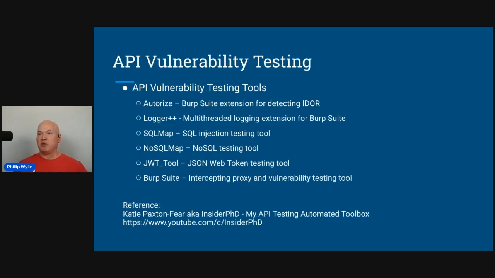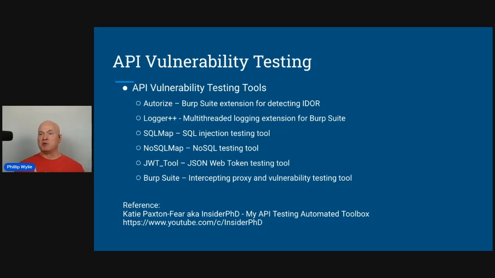And so, API vulnerability testing. API vulnerability testing tools: Autorize is a Burp Suite extension for detecting IDOR, Logger++ is a multi-threaded logging extension for Burp Suite, and SQLmap for SQL injection testing. You can actually do SQL injection through APIs. If you check out Juice Shop, which is a vulnerable web app that you can set up for learning pen testing, they also have a lot of APIs to test. So that's a good vulnerable system to set up to learn API pen testing.